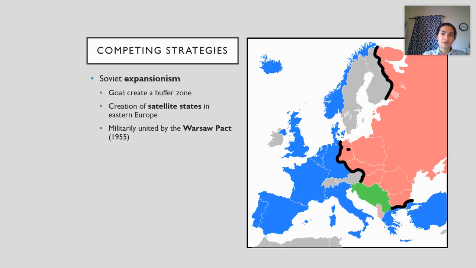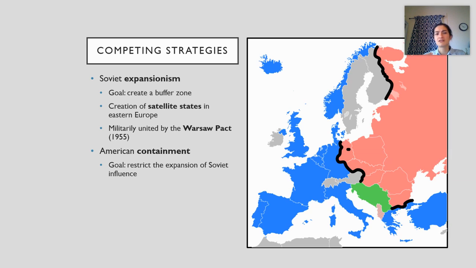Militarily, the vehicle for Soviet expansionism is called the Warsaw Pact, which is a mutual defense treaty signed in 1955 between the Soviet Union and many of its satellite states. On the flip side, the American policy, and this is an American term, is known as containment. This is articulated first, and most famously, by a diplomat named George Kennan, who has a lot of experience in Soviet politics, at least by American standards, in 1946 and 47.